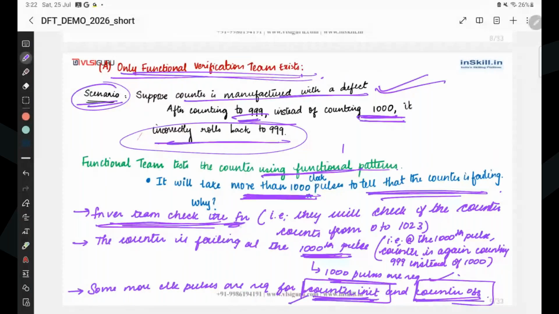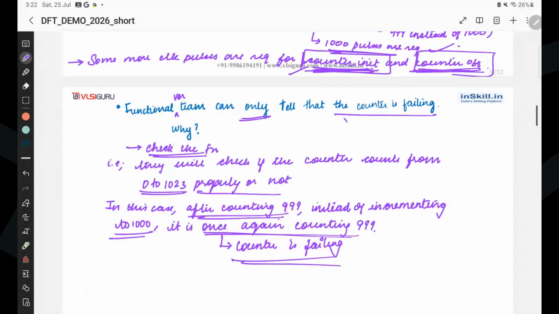So in this case, they will check if the counter properly counts from 0 to 1023. The counter is failing at the 1000th pulse, because at the 1000th pulse only, the counter is again counting 999 instead of counting 1000. So 1000 pulses are required for this itself, and some more clock pulses will be required for counter initialization and counter observation. So ultimately, we can say that the functional verification team will require more than 1000 clock pulses to tell that the counter is failing.